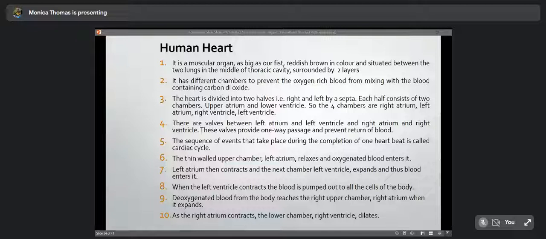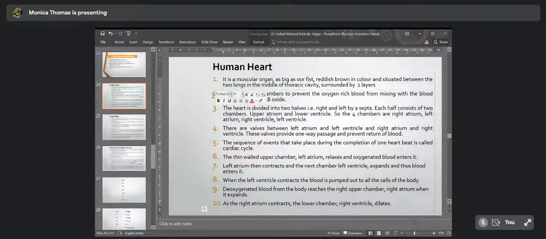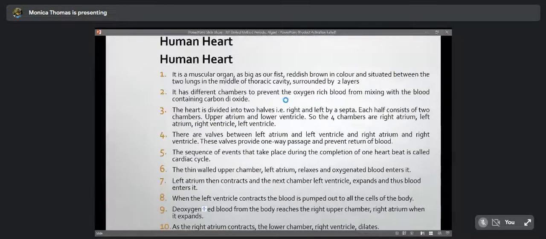It has different chambers to prevent the oxygen-rich blood from mixing with the blood containing carbon dioxide. So this heart is divided into four chambers. Visualize a vertical partition, a horizontal partition in your heart, which is right in front of you, right? So it has got chambers, right? All right, third point. The heart is divided into two halves. Actually, this third point should be first and then should be the second point. Yeah, I think this way it makes more sense.